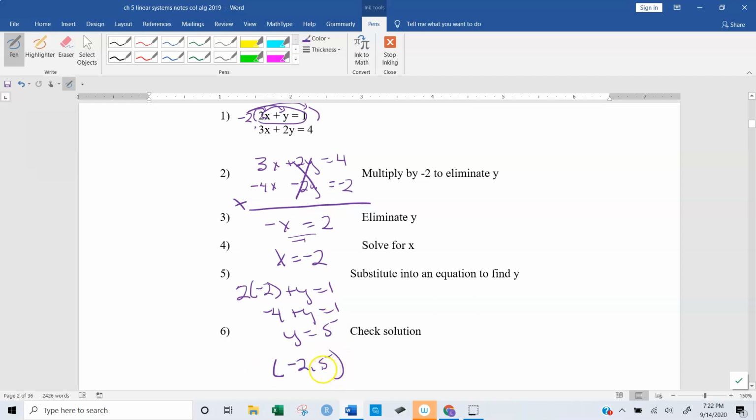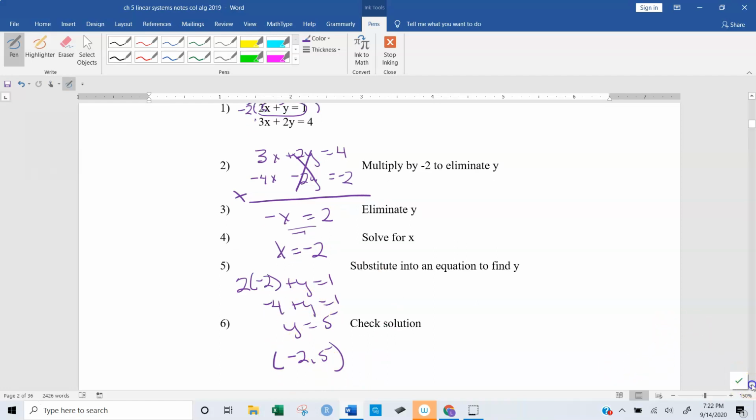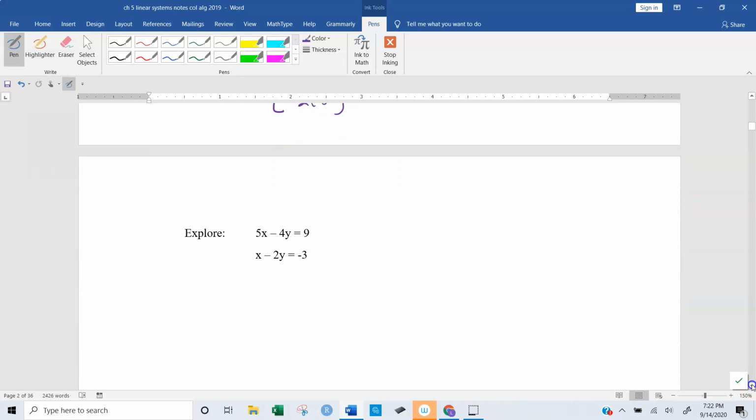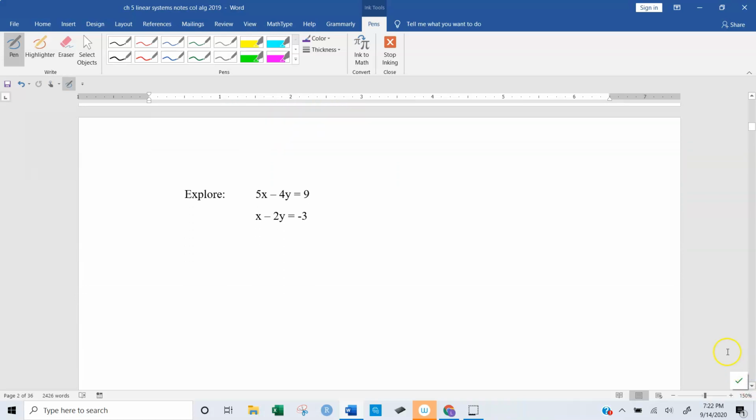If you notice, it's the exact same problem we did on the other page with substitution, and we get the same answer. So we can check, but we've already done so. So we know they do work. Okay, do yours using elimination.